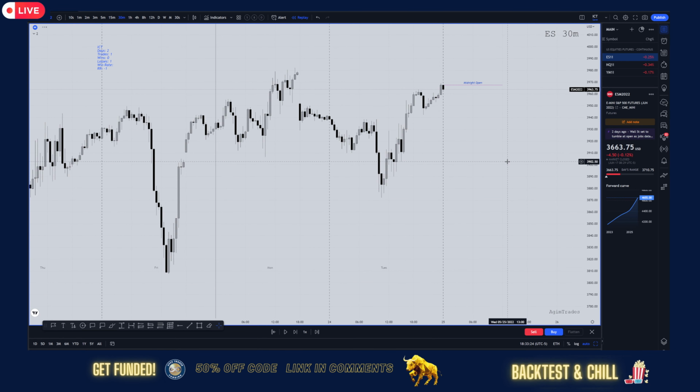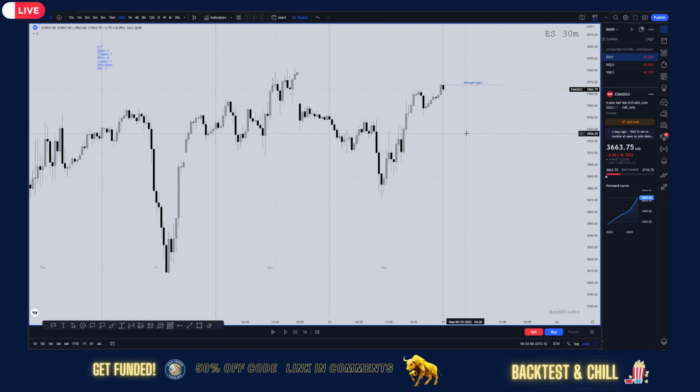Switch to the 30. Again, we had a bias heading into the week that would fill this gap. We'd come down into consequent encroachment and reject that. We'd purge out a bunch of sell side liquidity. And now we're into this gap. So I'd want to see price take out some kind of internal range liquidity before it heads up.